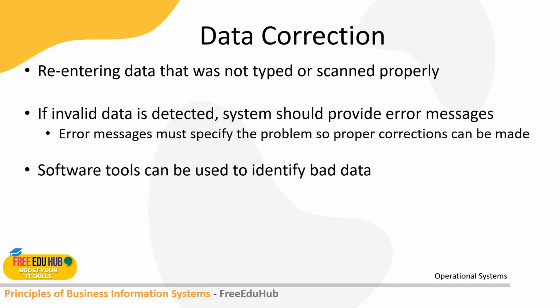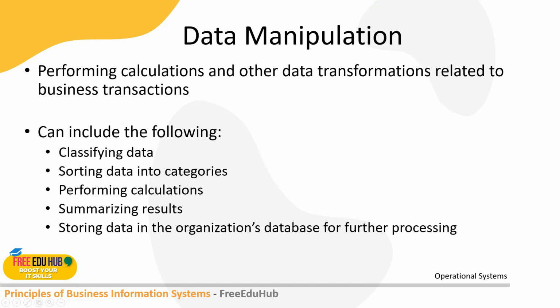Now the software tools can be used to identify the bad data, and then it is sent for corrections immediately. Then we have data manipulation. Data manipulation is performing the calculations and other data transformations related to the business transactions.